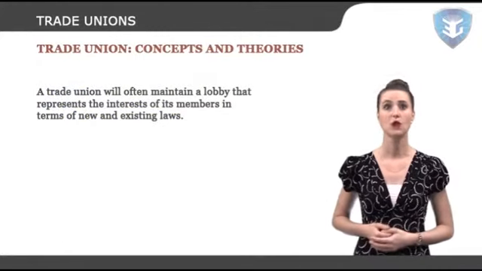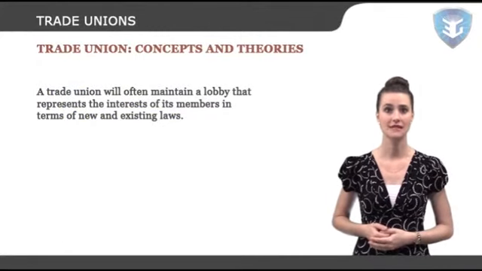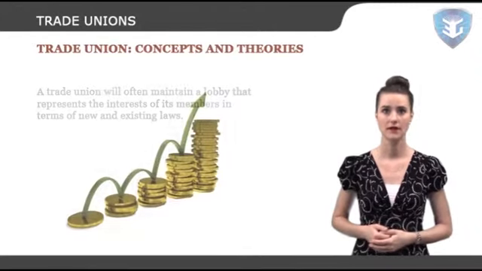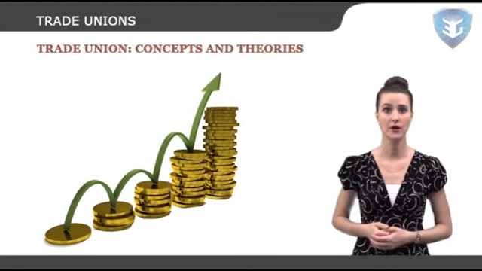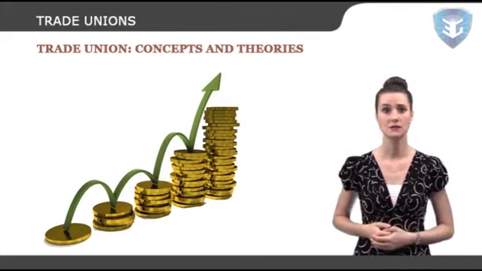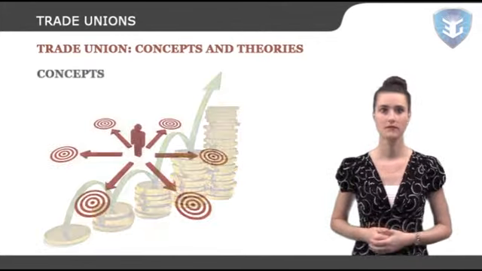A trade union will often maintain a lobby that represents the interests of its members in terms of new and existing laws. In this capacity, a union may work with members of specific political parties or lawmakers currently serving in the government to draft and support legislation that protects the rights of their constituency.